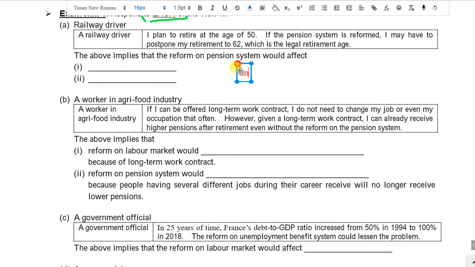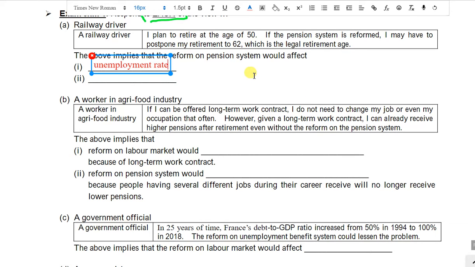The first one obviously will be the unemployment rate. Because if they retire later, and we have an increase in the labor force, we have an increase in the number of unemployed, and this will affect the unemployment rate.